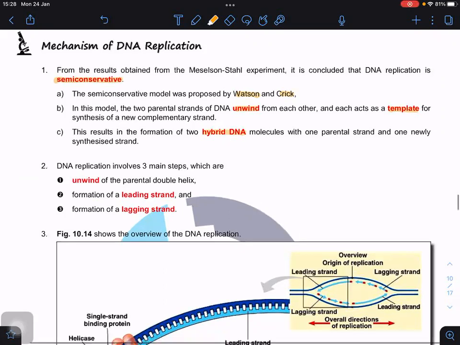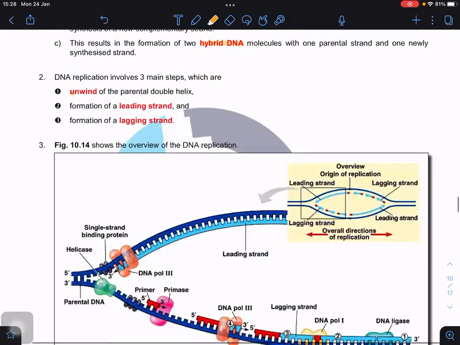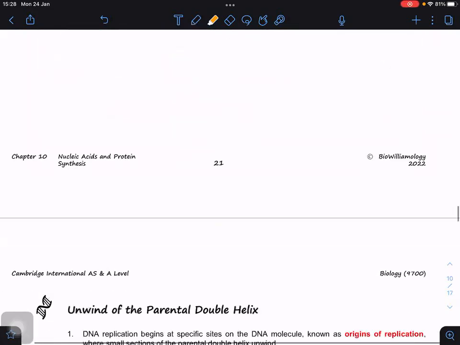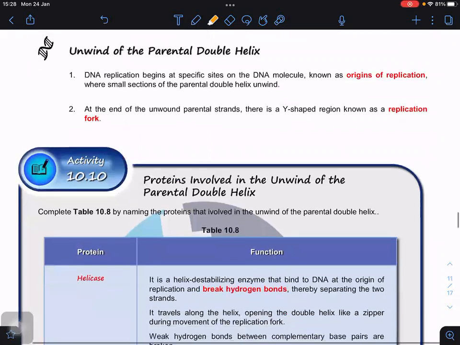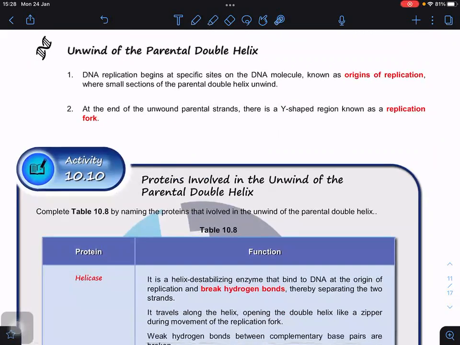So what are the three main processes here? We have to unwind the parental strands, forming the leading strand and also the lagging strand. Okay, so we need to know what enzymes are involved in unwinding the parental double helix. DNA replication begins at a specific site known as the origin of replication. This origin of replication can be recognized by helicase. So the helicase will bind and then start to unwind.